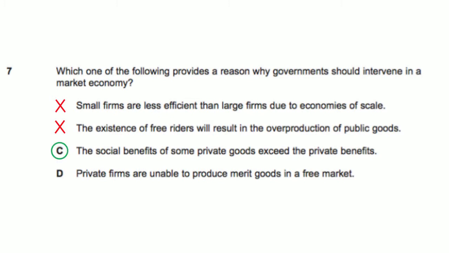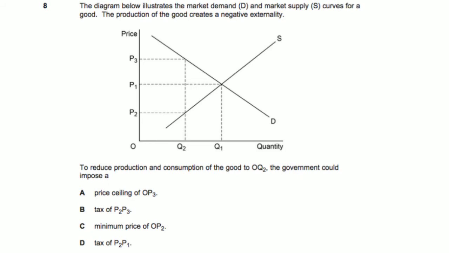I'll just go through the final option as well, which is D. D states that private firms are unable to produce merit goods in a free market, and this is wrong. It's wrong because private firms are able to produce merit goods, it's just that the equilibrium for the merit good will be at a quantity that is lower than the socially optimal level. This brings us on to question 8.